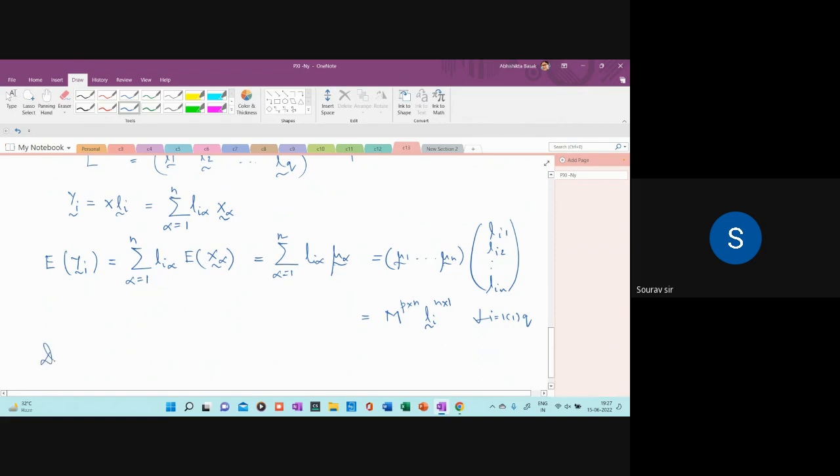Similarly, we can go and find the dispersion of yi curl, which is actually the variance of yi curl.